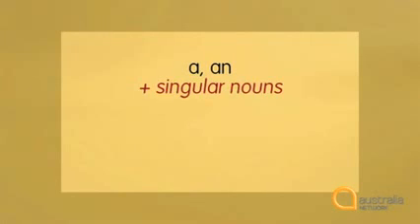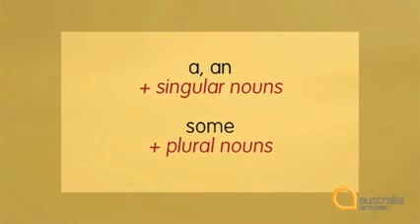And where the vowel U is pronounced y, we use a. So we say an umbrella, but a user, because user sounds like it begins with a Y. A and an are only used with singular nouns. We use some with plural nouns.